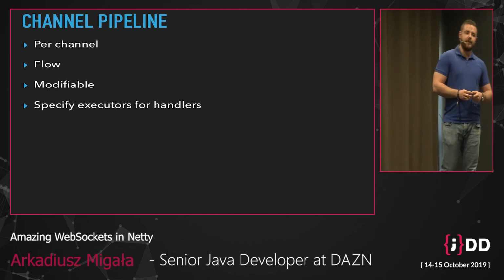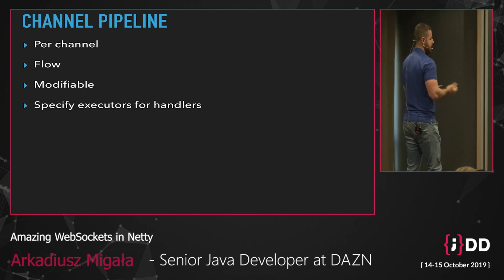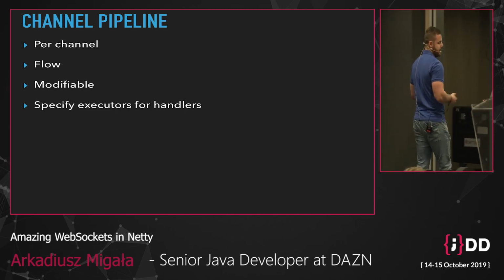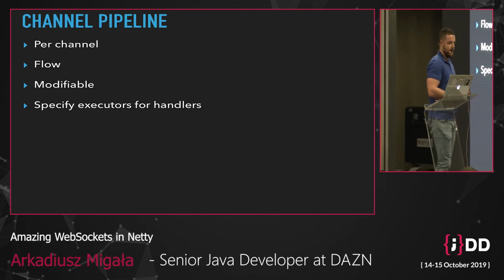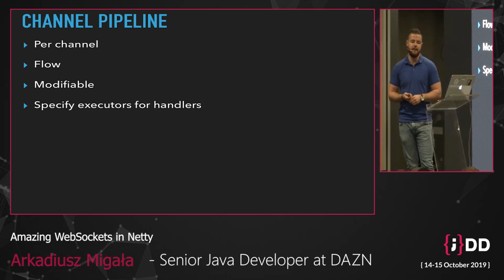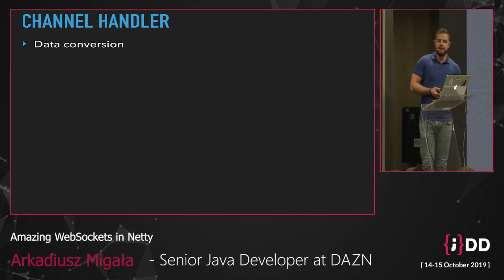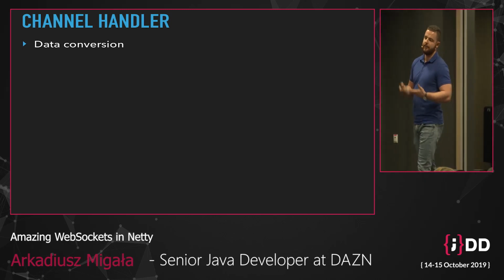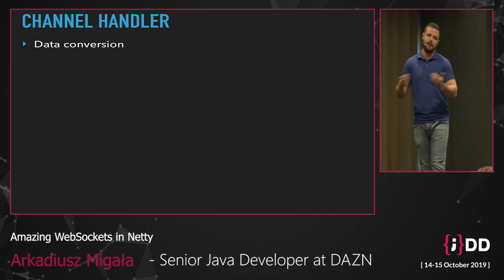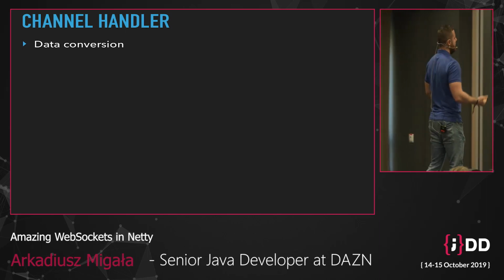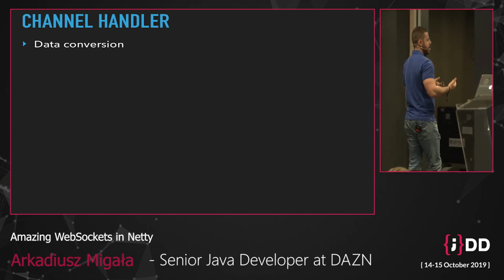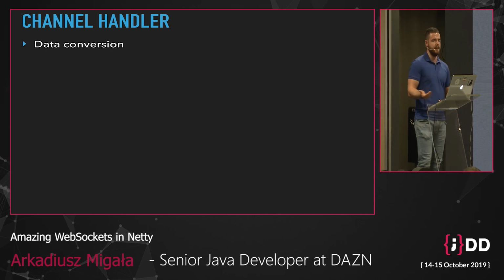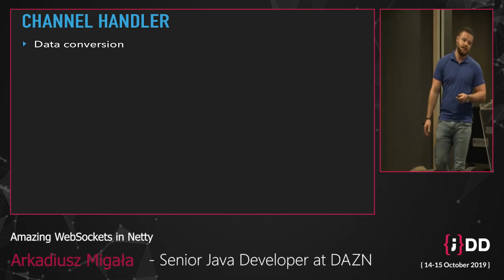We can also specify some executors for the channel pipeline, so it's a way to implement multi-threading there. Then we will have the channel handlers, and we can use them for the data conversions. So these are the encoders and decoders, and we can use them the same way we are using converters in Spring MVC to use our own objects.